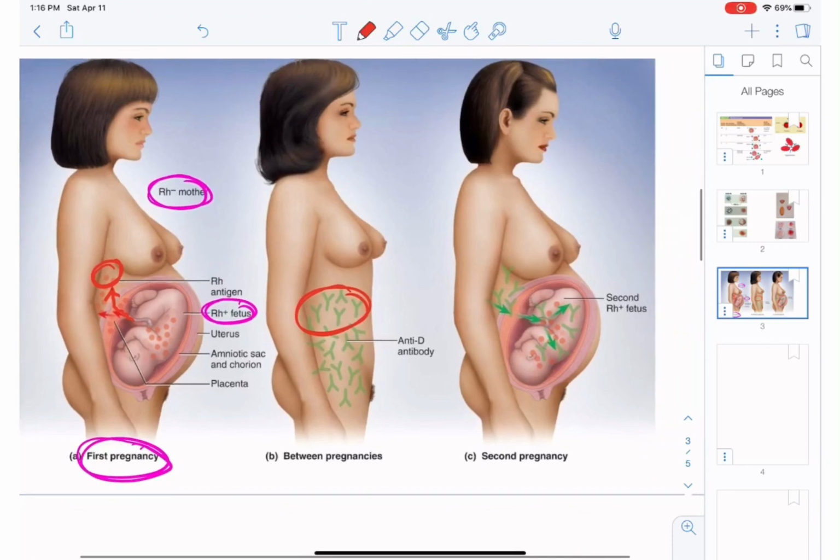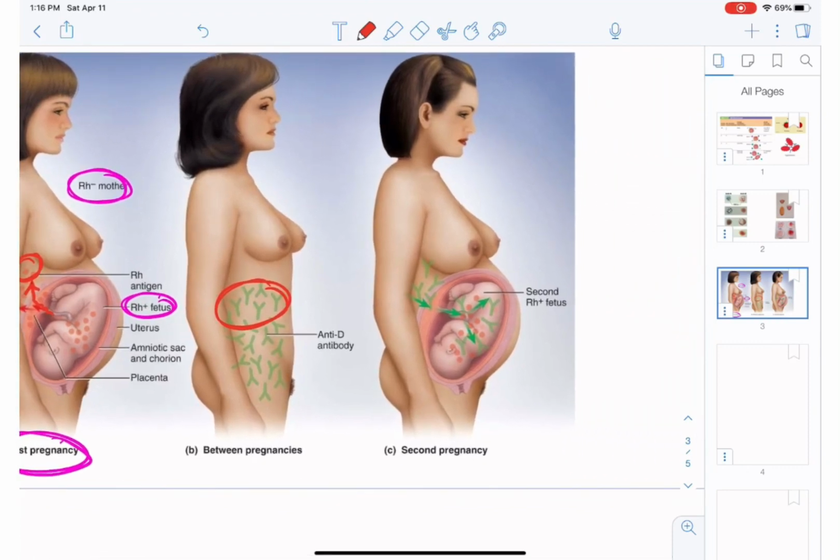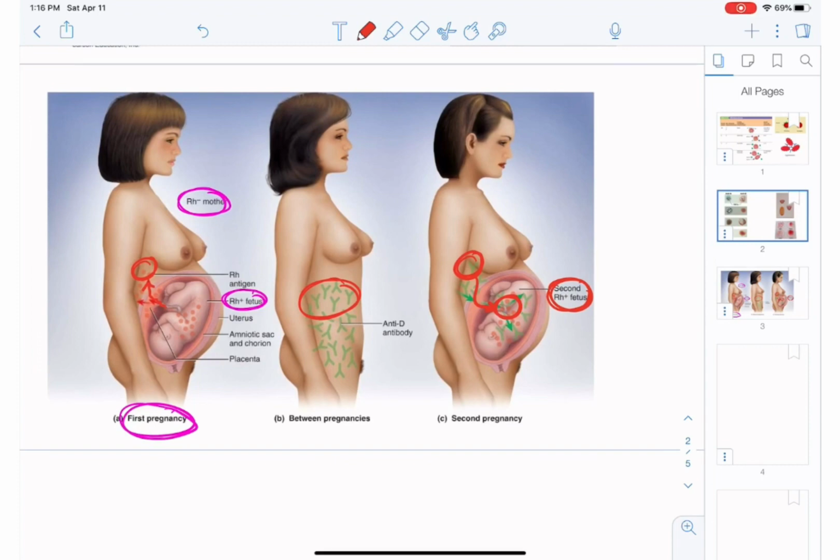And where we can run into complications here is if the woman becomes pregnant again and the fetus again is Rh positive. Because now what happens is these anti-D antibodies can get into the fetus's bloodstream and they can attack the red blood cells of the fetus. And as you can imagine, that can result in severe complications. And that's called hemolytic disease of the newborn.